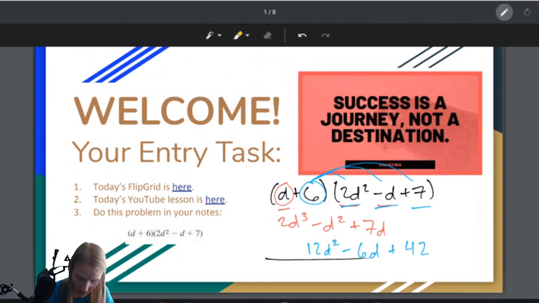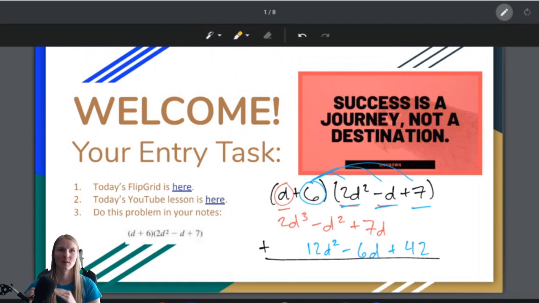Add these together. And you can notice how I put together my d cubes, my d squares, my d's, and my normal numbers. I kind of already lined them up just like we did when we added polynomials. So 2d cubed plus nothing is 2d cubed. Minus, remember there's an imaginary 1 here, always. So negative 1 and 12 together.